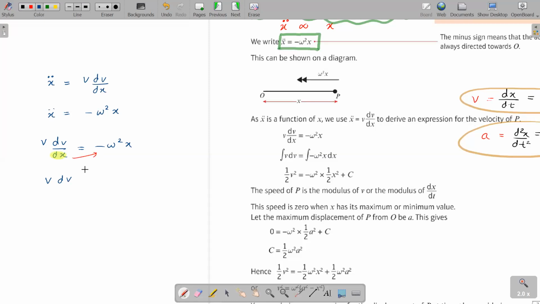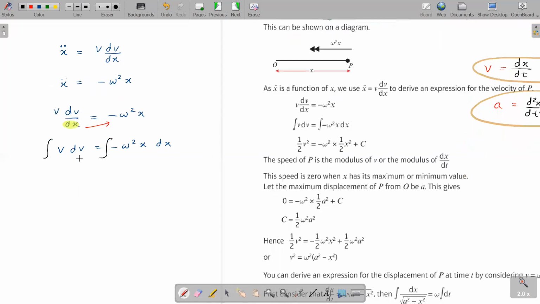So what do we get here? Minus omega square x times dx. And I'll be integrating. Can you see? So this side will integrate with respect to v and the other side will integrate with respect to x. Okay, so then let's integrate. So when you integrate with respect to v, you'll add 1 to the power, right? V square over 2.